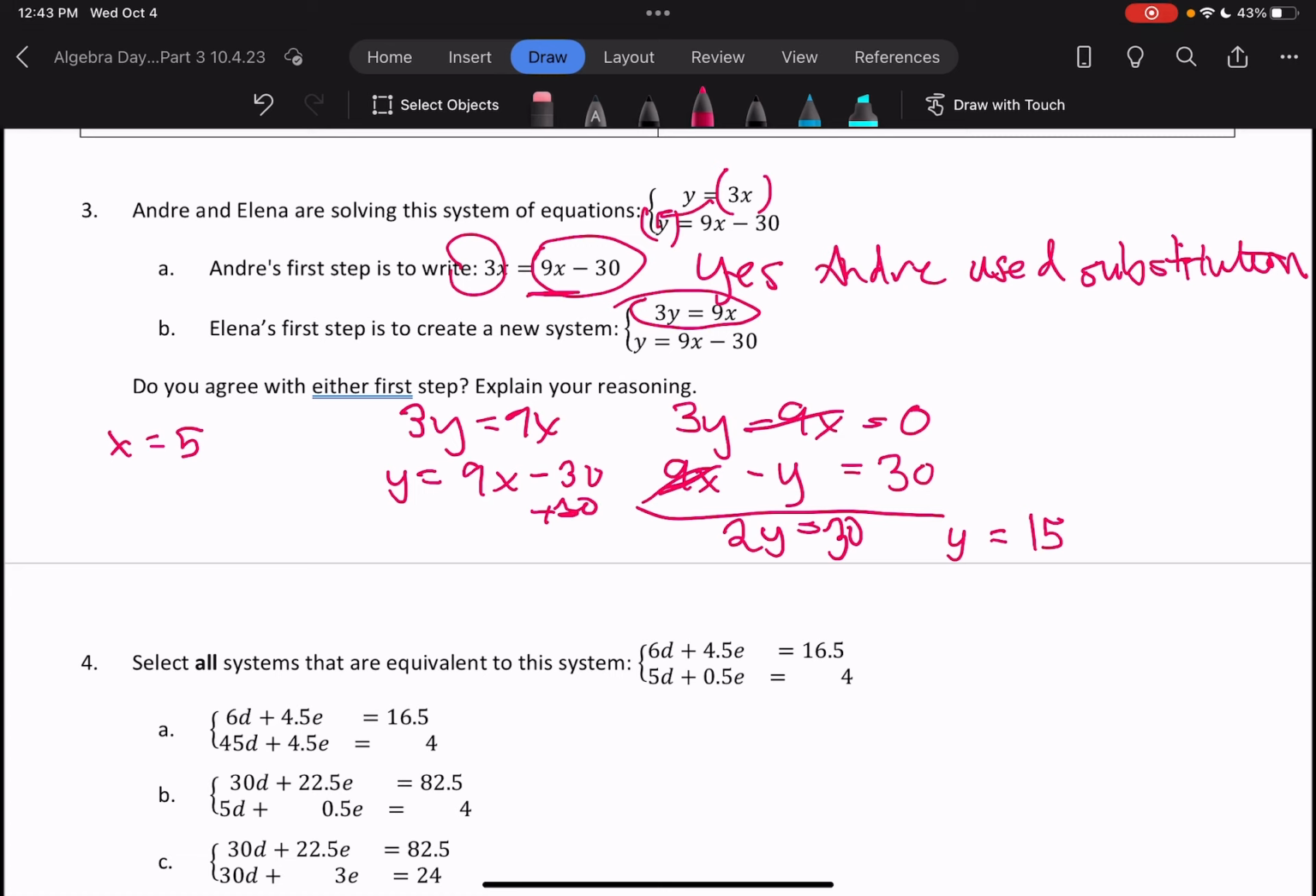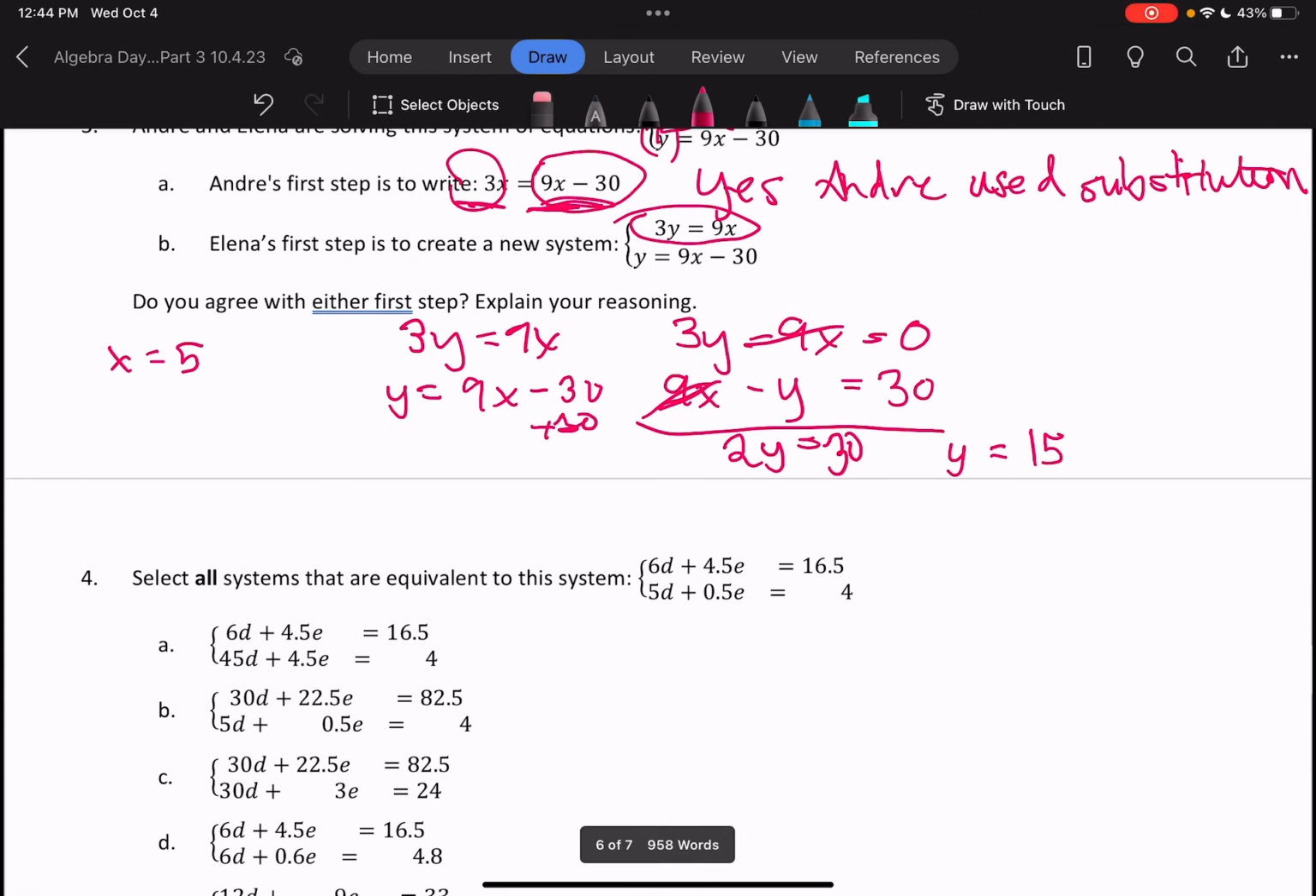But I would say that Andre's is easier. To use substitution when you have both y equals, you just set them equal to each other. That's a lot easier in my opinion. A little bit less work. So this was, yes, used elimination. Okay.